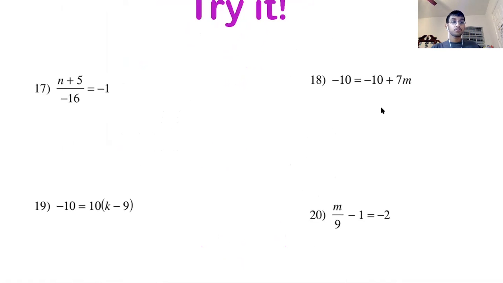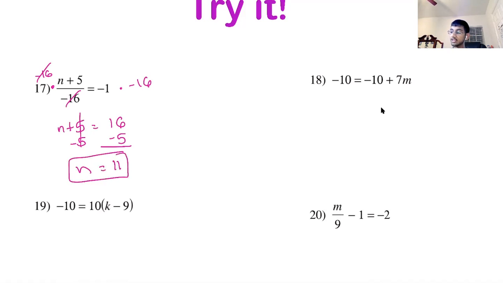So this one, n plus 5 over -16 is equal to -1. Very simple. The first thing we do is multiply -16 onto both sides, because that is what we're in the optimum position to do. So we get n plus 5 is equal to +16, because -1 times -16 is 16. Then from here, we could just subtract the 5, right? Very simple. n is equal to 11.